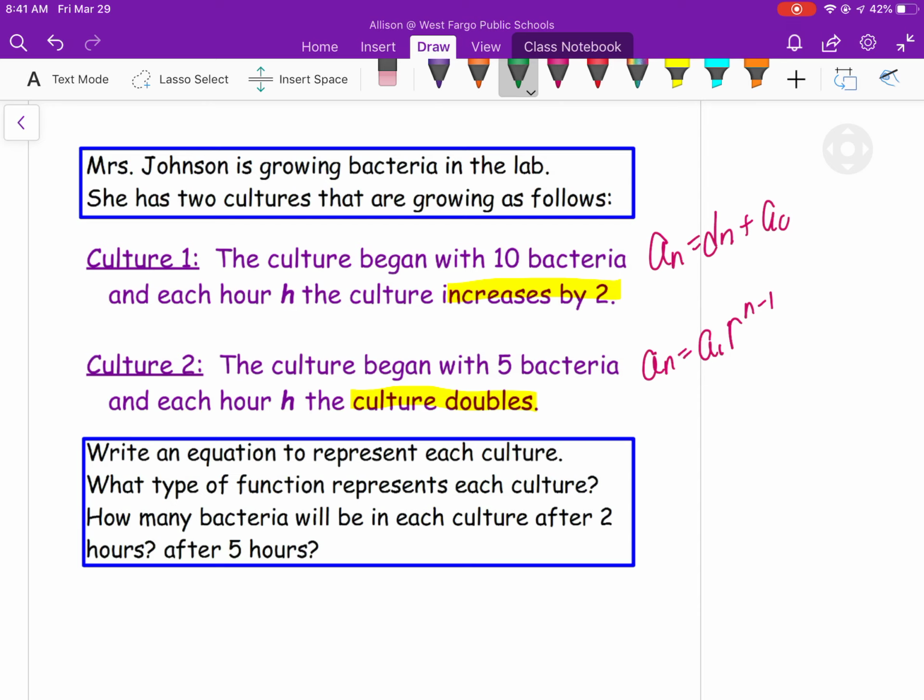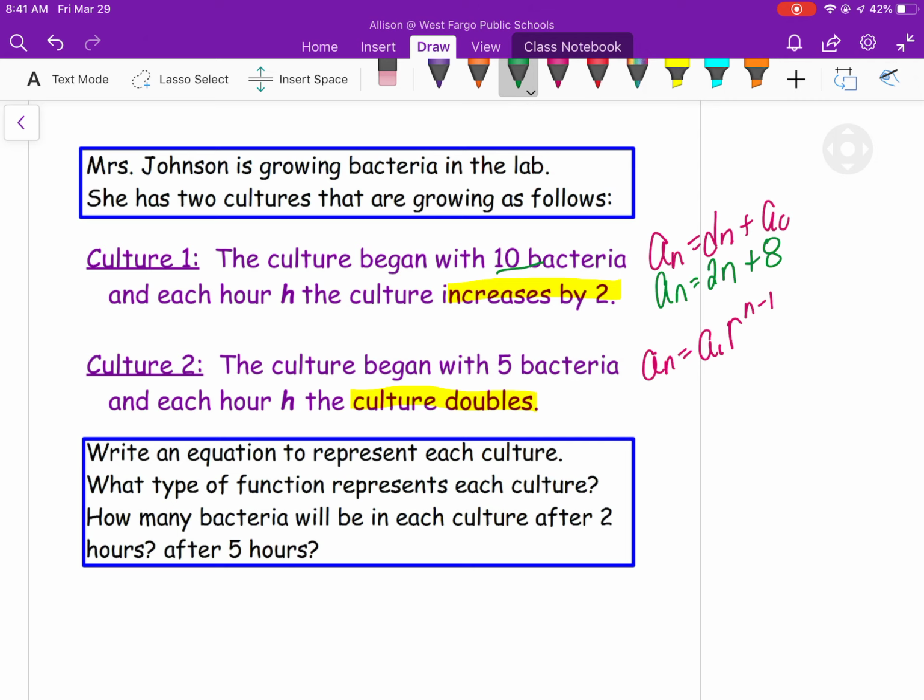So we can write the equations for each one. Here we're increasing by 2 each time, so our D is 2. And if we start with 10, the term before that would have been 8, because we need to go back the other way. So our A sub 0 would be 8.